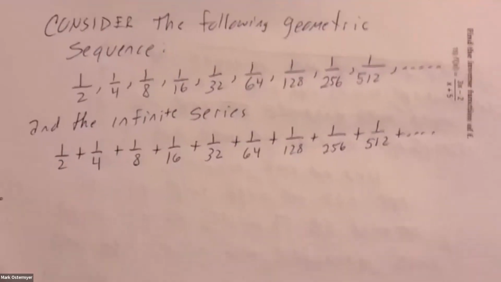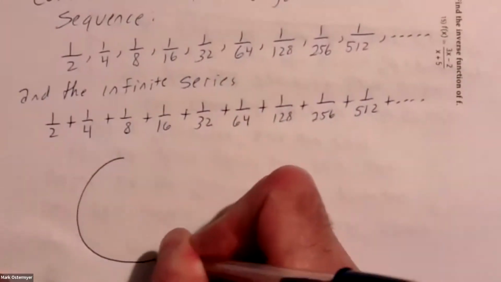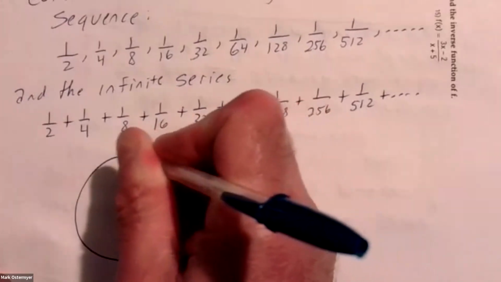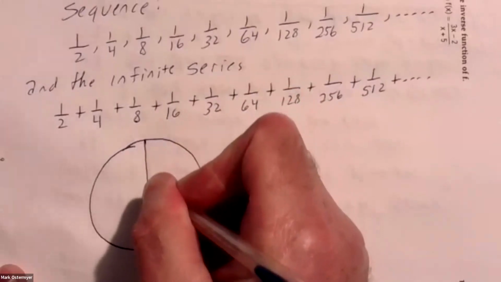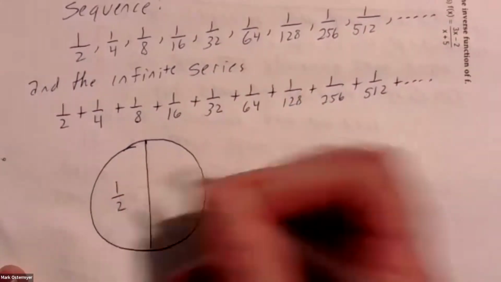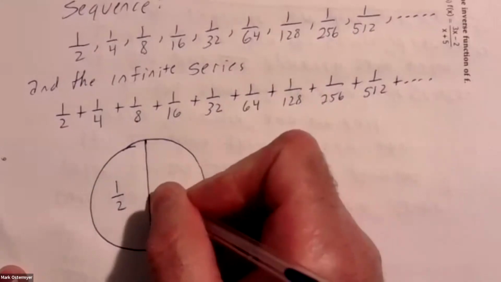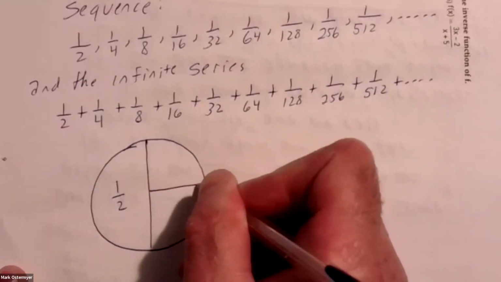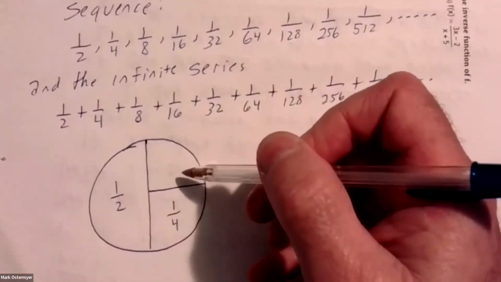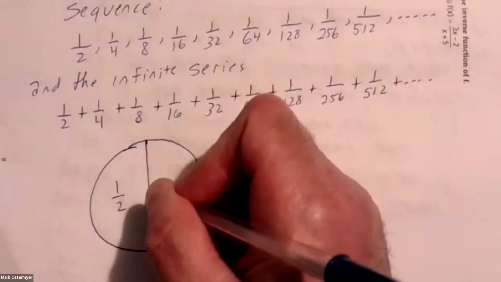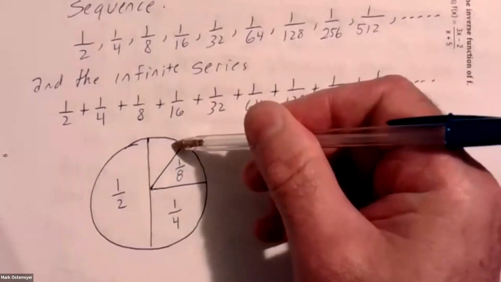Well, let's argue that it does exist this way. Let's take one whole pizza or one whole pie. Let's subdivide this in half. There's 1/2, and here's the other 1/2. We're now going to take one of these halves and subdivide it in half again. So now we have 1/4 here and we have 1/4 here. I'm going to take one of these 1/4 and subdivide it again in half. So now I got 1/8 here and I have 1/8 here.